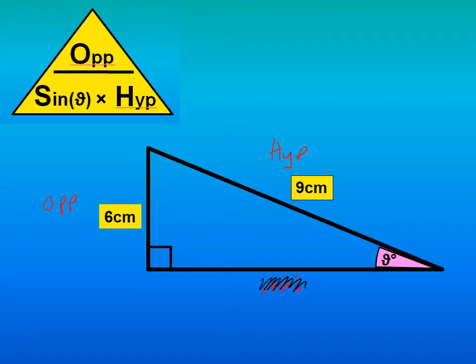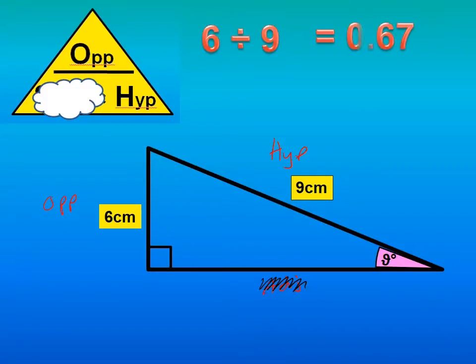Now we're trying to work out the angle. So we're now going to cover sine theta, because that is related to the angle. And that leaves us with opposite over hypotenuse. So 6 divided by 9 gives me 0.67. That does not look like an angle, because that is what sine theta equals. Sine theta equals 0.67. Theta does not equal 0.67.